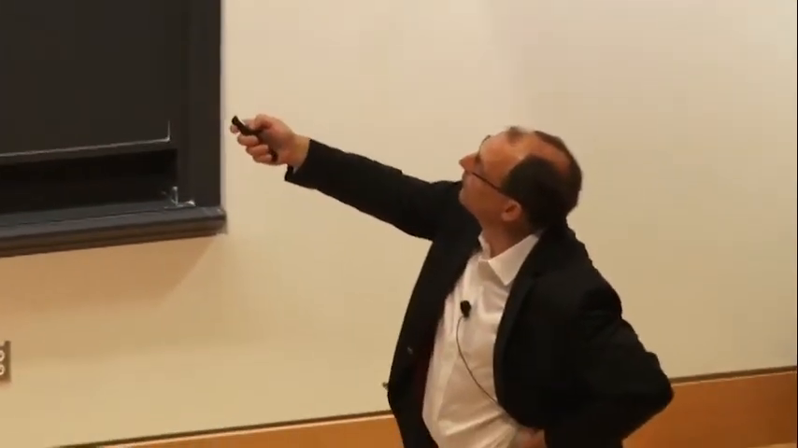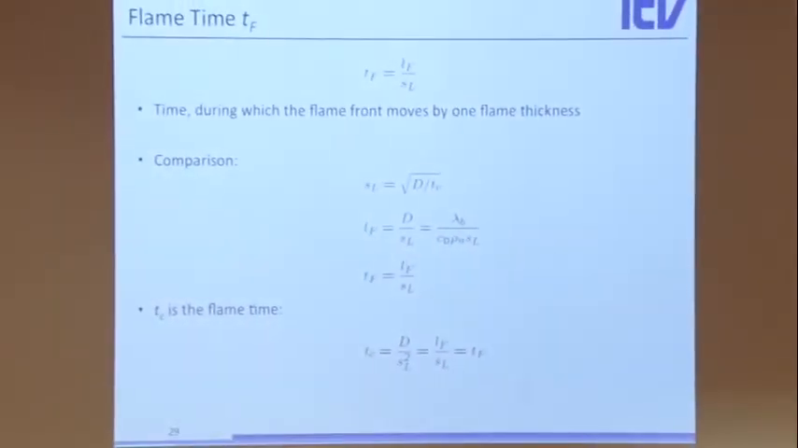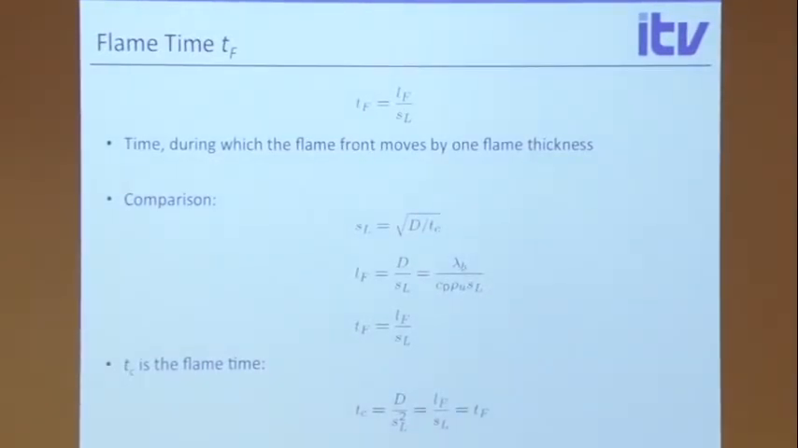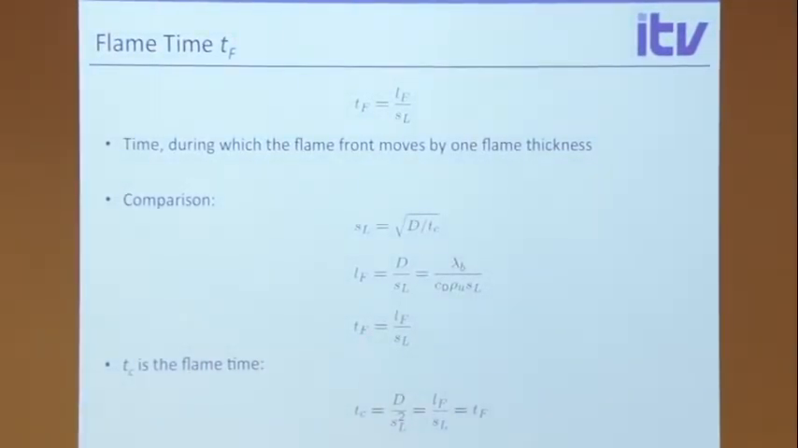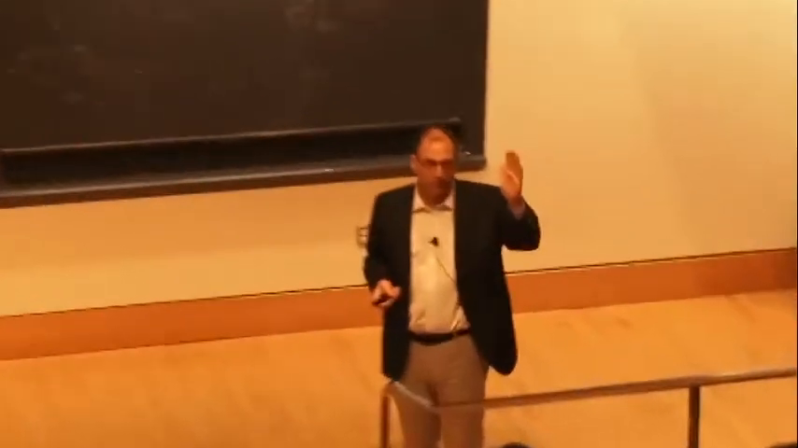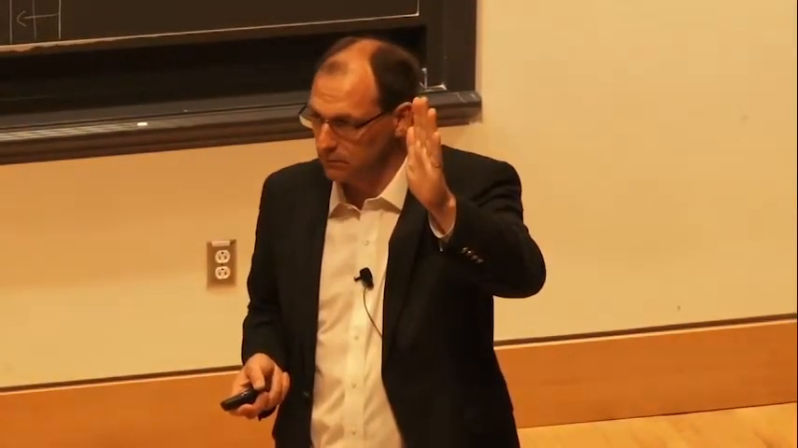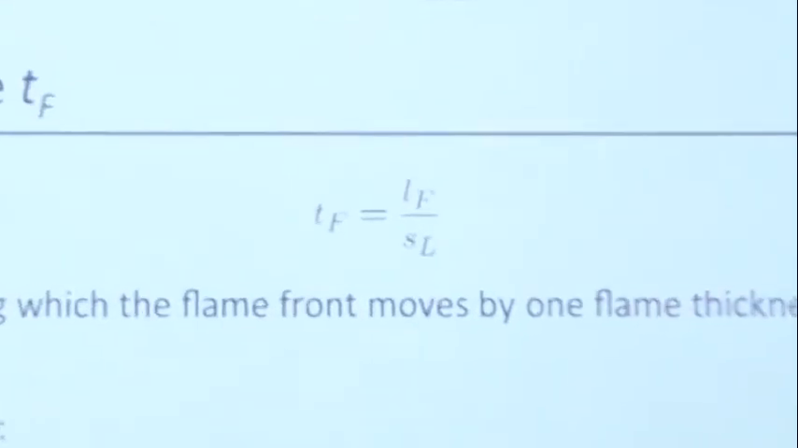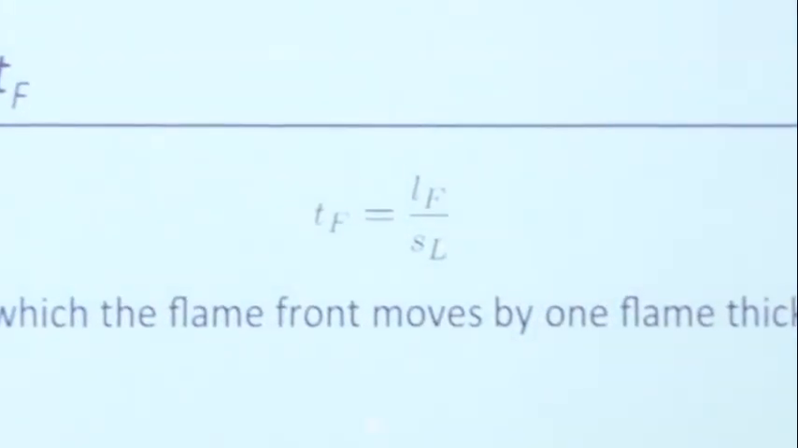Okay, so that would be a definition for the flame thickness. Then I can define a flame time. Now we define the chemical time scale, and we can also define a flame time. Flame time, that would be the time that the flame takes to advance by 1 flame thickness. So this is given here, flame thickness divided by SL. This is exactly the time you need to advance the flame by 1 flame thickness.